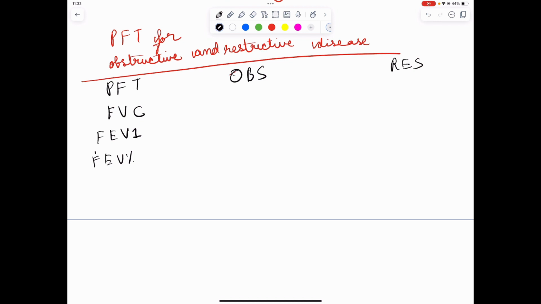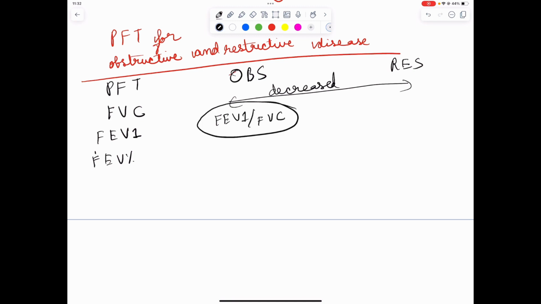Now forced vital capacity is decreased in both of the diseases, but remember that FEV1 by FVC goes towards 0. Obstructive, O, is taken as 0, so it will decrease. Now FEV1 upon FVC will decrease. How much will it be? It would be less than 0.7, and in restrictive disease it is greater than 0.7.